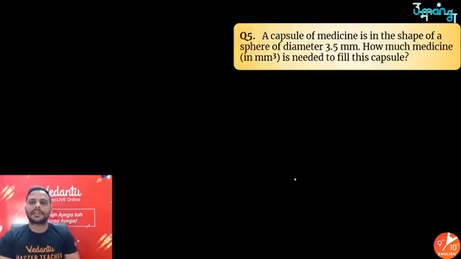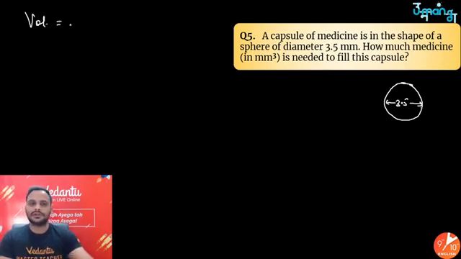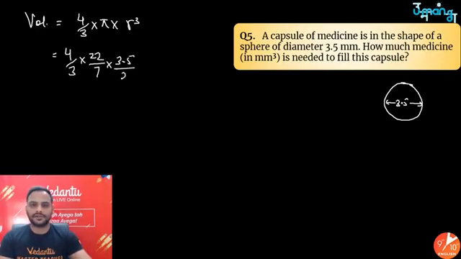Next question. A capsule of medicine is in the shape of a sphere of diameter 3.5 mm. So the capsule is in the shape of a sphere of diameter 3.5 mm. How much medicine is needed to fill the capsule? Simple hai beta. To fill the capsule, volume is 4 by 3 into pi into r cube, since it is a sphere. So 4 by 3 into pi into, diameter is 3.5, so radius will be 3.5 upon 2, into 3.5 upon 2 into 3.5 upon 2.